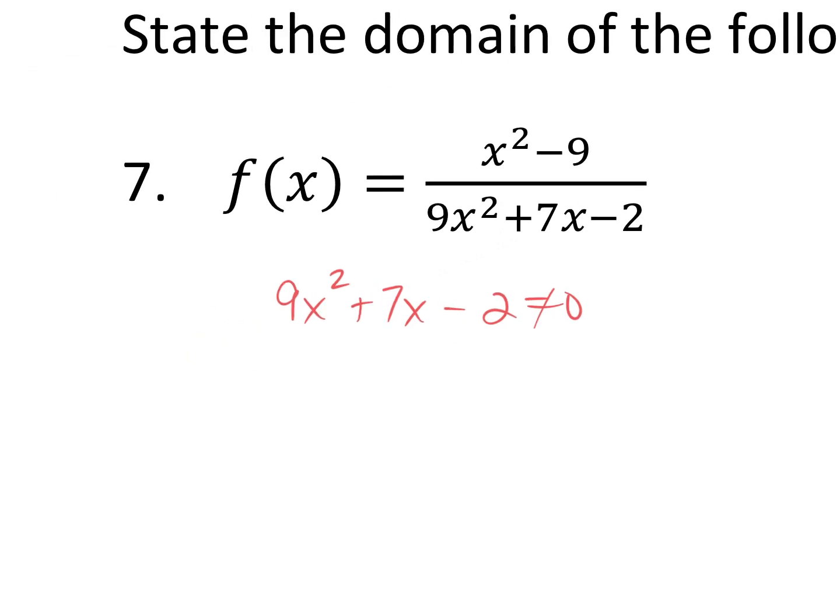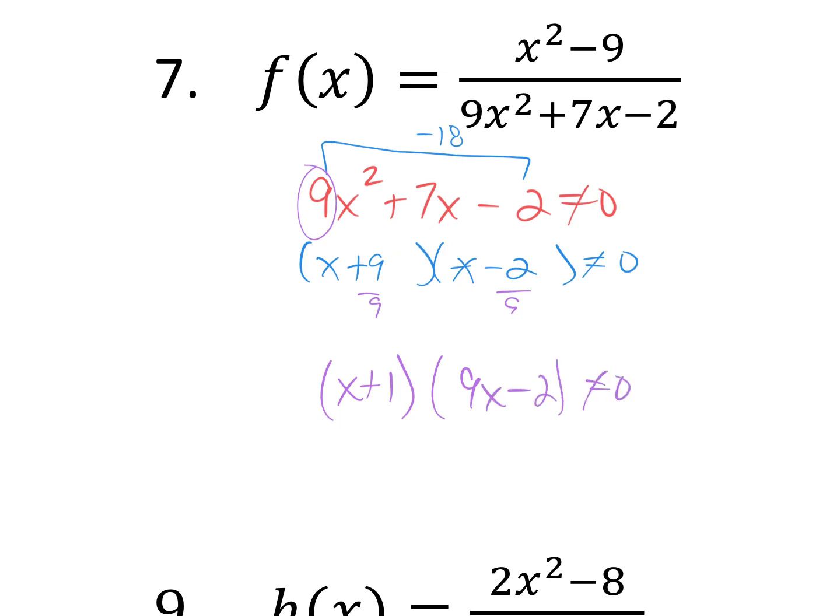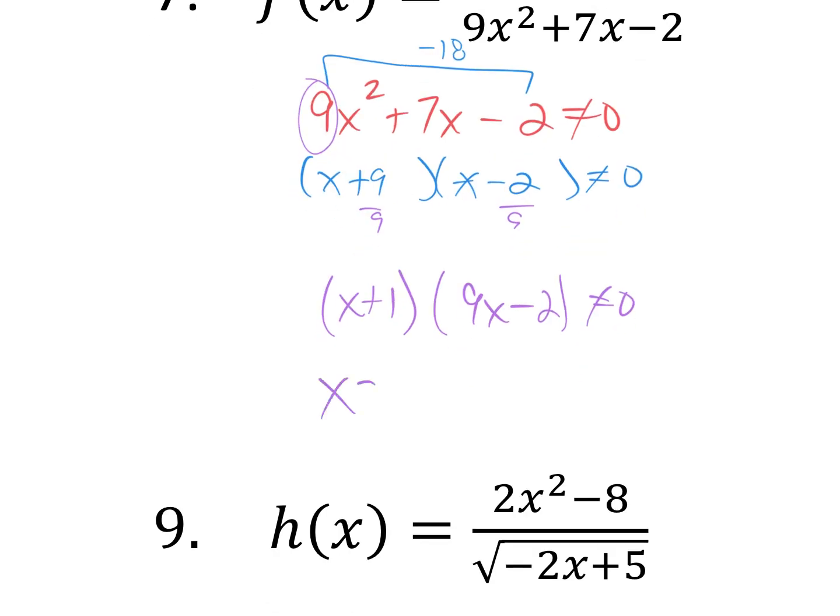All right, how do we factor this? 9 times -2 is -18. What are the factors of -18 that multiply to give me -18, but add to give me 7? x plus 9, x minus 2. What do I do with my a term? Divide both. So I get x plus 1, and I get 9x minus 2. So I go ahead and I solve both of these. I get x equals -1, and I get x equals positive 2/9. Yeah? All right, what does that mean?